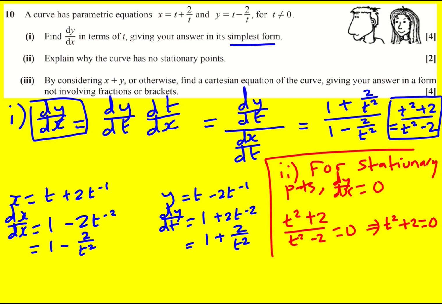If you don't like my explanation there, think about multiplying both sides by t squared minus 2. It will disappear from the left, and then we'll do 0 times t squared minus 2, and we'll get 0 again. So that is definitely the case. And t squared plus 2 equals 0 has no solutions.